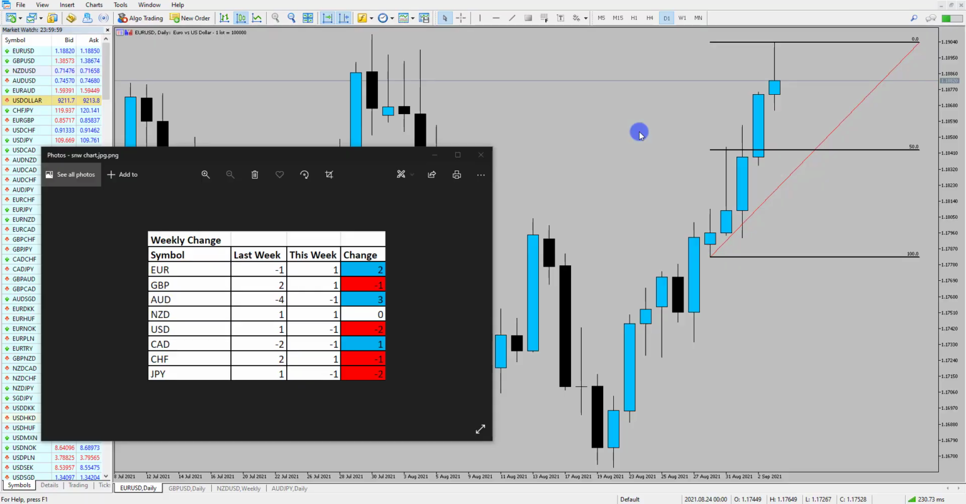In this video, we're going to be taking a look at the week ahead analysis. We're going to go through the strength and weakness of the currencies and some charts to watch. So basically just going to remain on these dollar pairs. Dollar's continuing to lose strength.